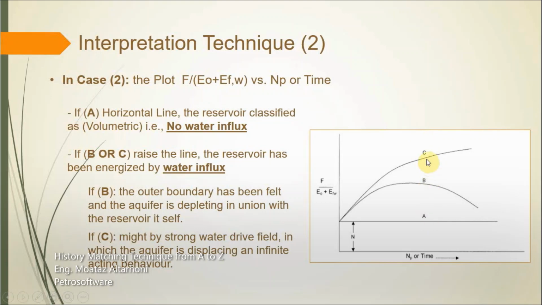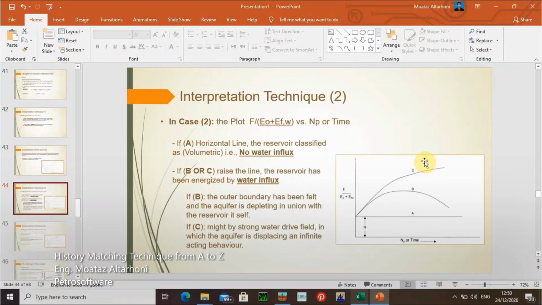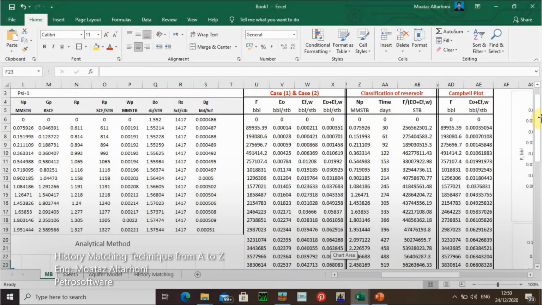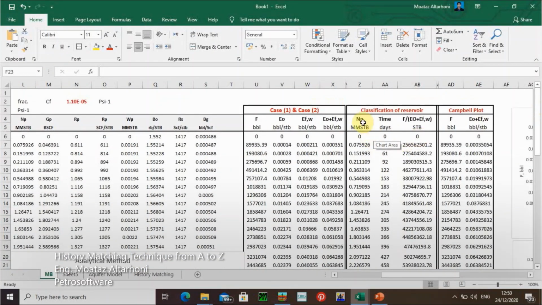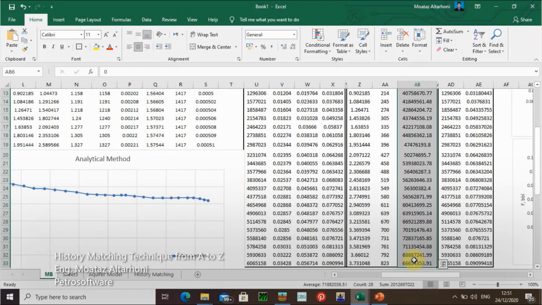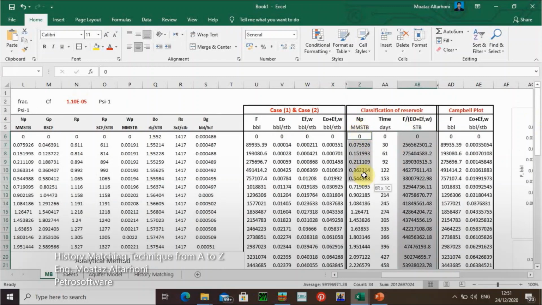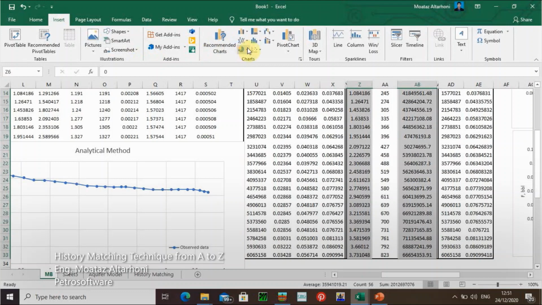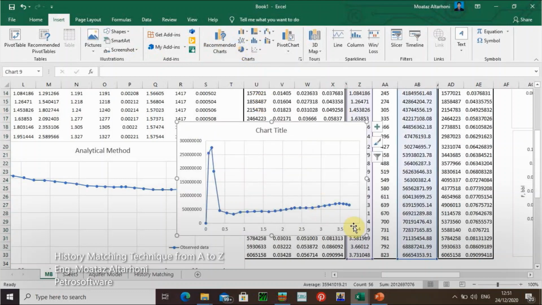So we need to now interpret these cases, what's the case from A, B or C. Now we will go to the next plot. We have cumulative oil production and time, and this is our relation in Y, and so I need to plot in Y and in X, and we will see how it looks.